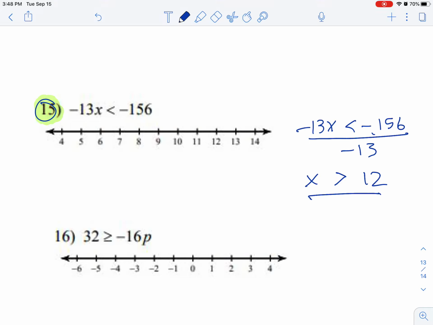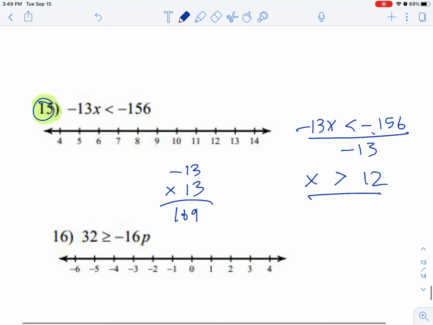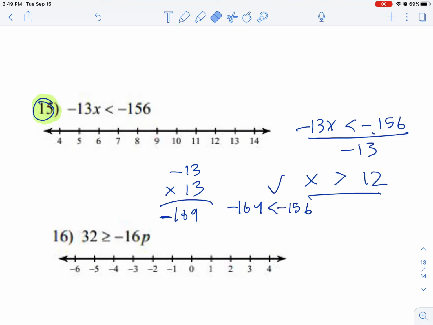So let's try it out. So if you were to choose negative 13 times 13, since 13 is greater than 12, you would get 169 as your answer. Oh wait, sorry, not negative, I forgot about this negative. Don't forget about the negative. Negative 13 times 13 is negative 169. So what that means is that negative 169, is that less than negative 156? Yes. So you know that this answer is true.